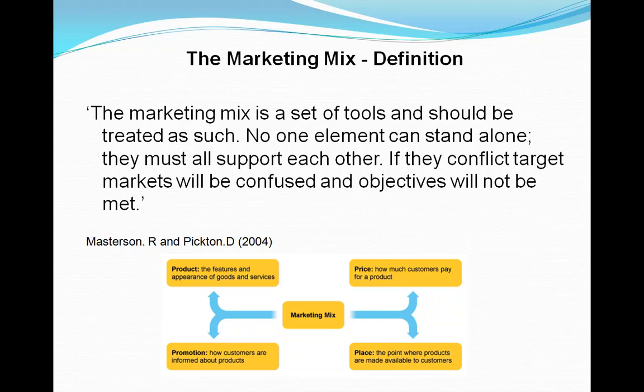Now, if we go back to the definition, all these four elements of the marketing mix, the original 4 Ps, have to slot in with each other. They have to work with each other. Otherwise, as it says in the definition, the target markets will get confused and you won't achieve your business objectives.